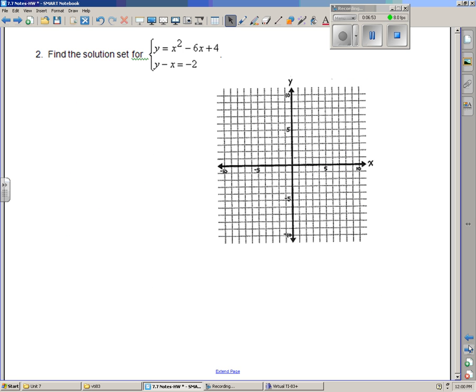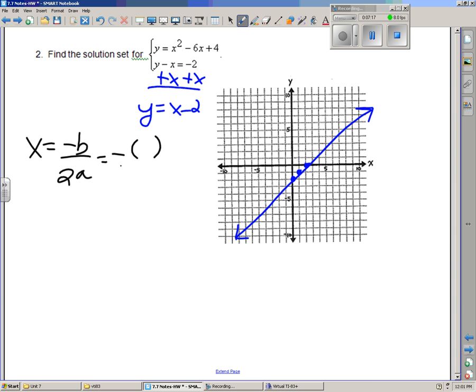Alrighty, let's graph the line first. To graph the line, you need to add x to both sides. So you get y equals x minus 2. You begin at negative 2. Up 1 over 1 is your slope. And there's your line. For the parabola, we know that we've got to do x equals negative b over 2a.